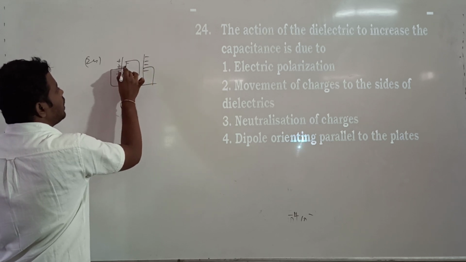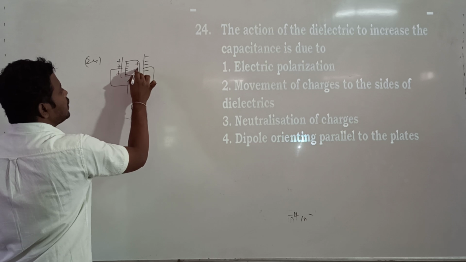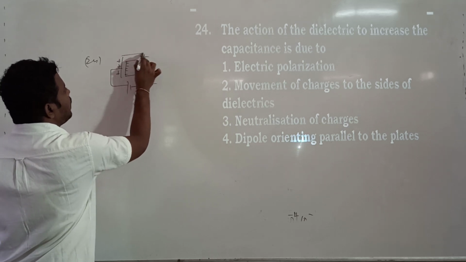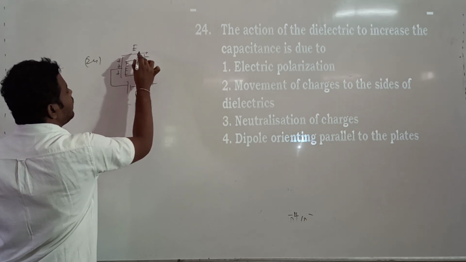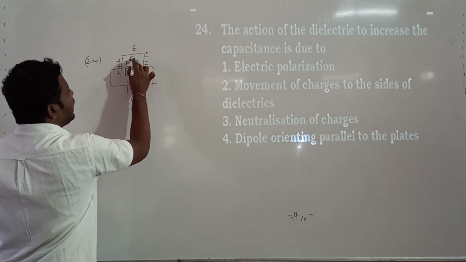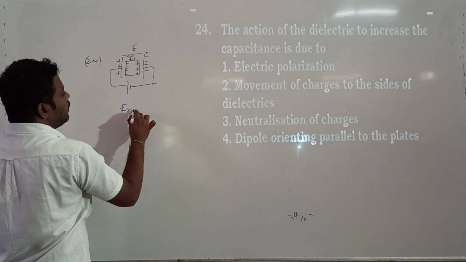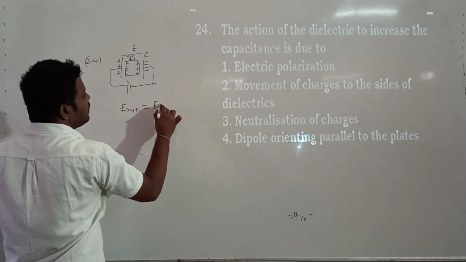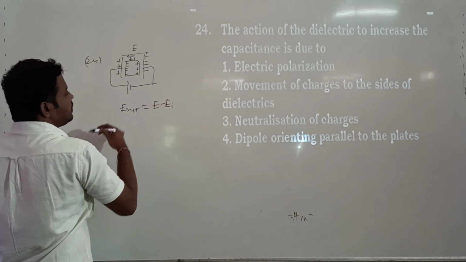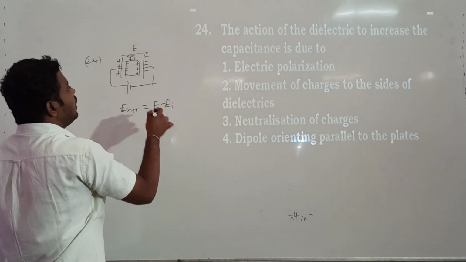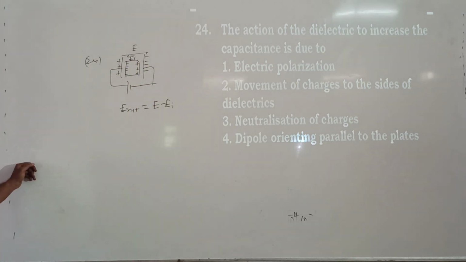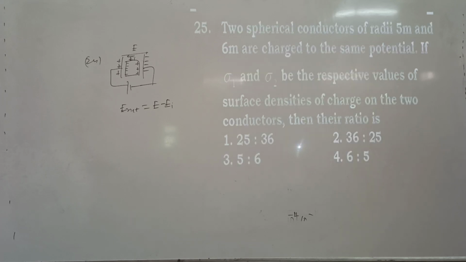So what happened here? All negative charges will come and deposit here. Positive charges will come and deposit here. So if I apply the electric field E, then induced electric field Ei is in the opposite direction. Then what happened to the net field? So net field value is given by E minus Ei. Correct? What is the reason? It is because of the dielectric polarization. Question number 24 is done.